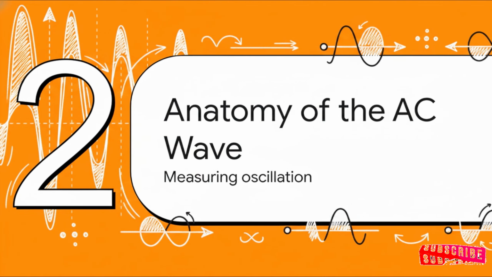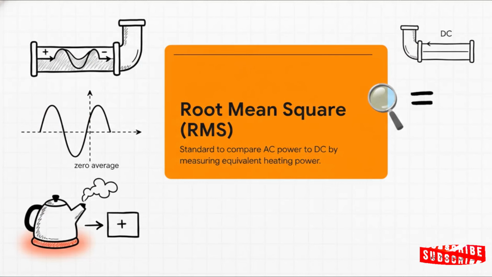Okay, moving on to Section 2, Anatomy of the AC wave. Let's figure out how we actually measure this oscillation. Understanding AC can be kind of tricky at first. Think of it like water in a pipe being pushed aggressively forward and then violently pulled backward over and over. Because AC oscillates symmetrically between positive and negative, its average current over a full cycle is mathematically exactly zero.